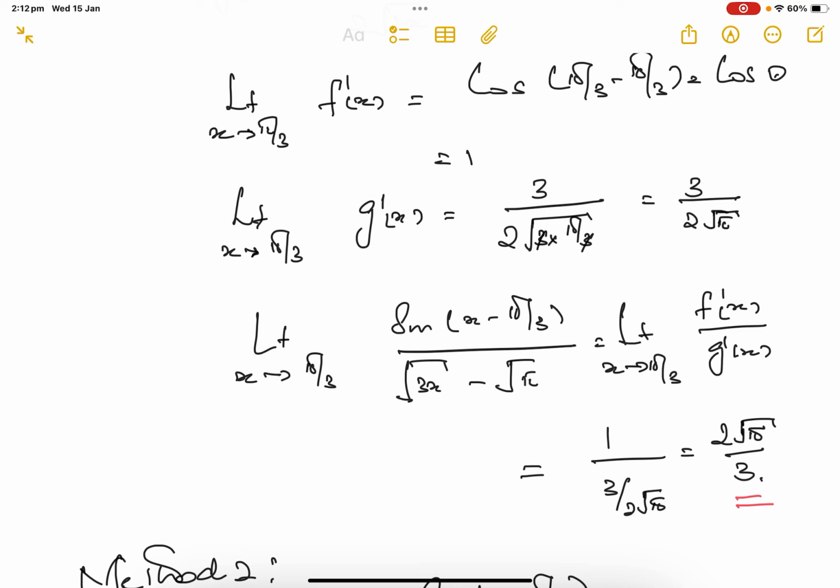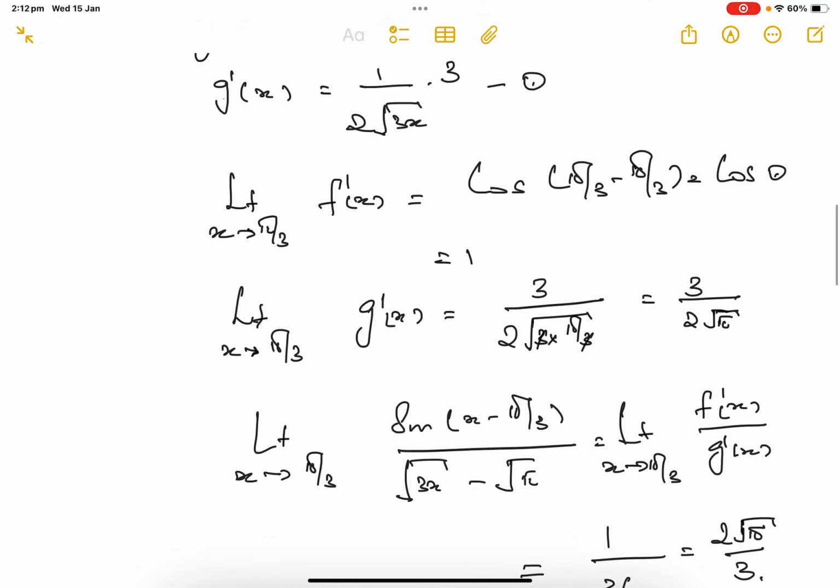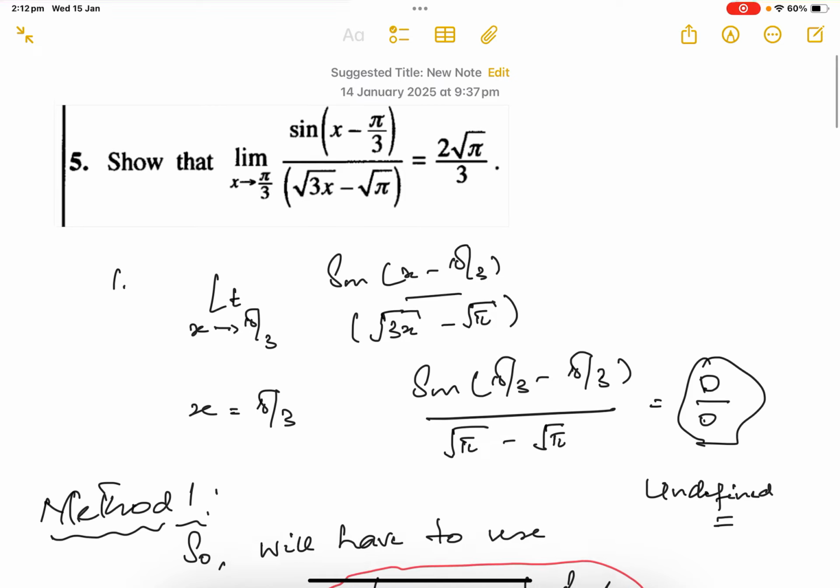This is the limit as x tends to pi over 3 of f dash x over g dash x, which is what L'Hopital's rule says. We found f dash x when x equals pi over 3 was 1, and g dash x when x equals pi over 3, again we found it was 3 over 2 root 3. So if you simplify it, 2 root pi goes to the denominator, so 2 root pi over 3. That is what we have been asked to prove.